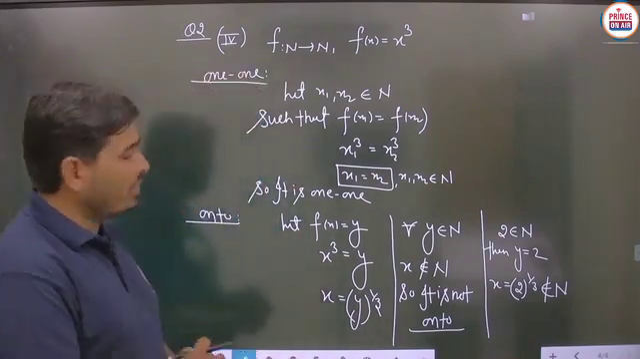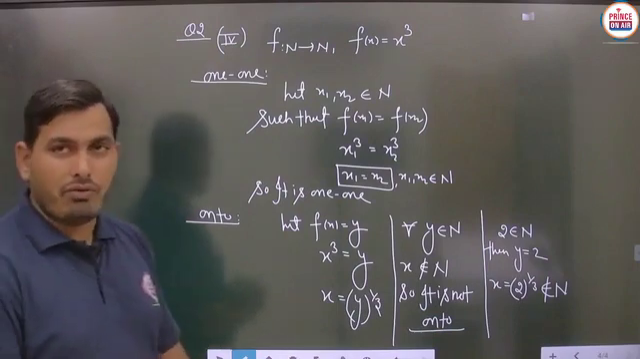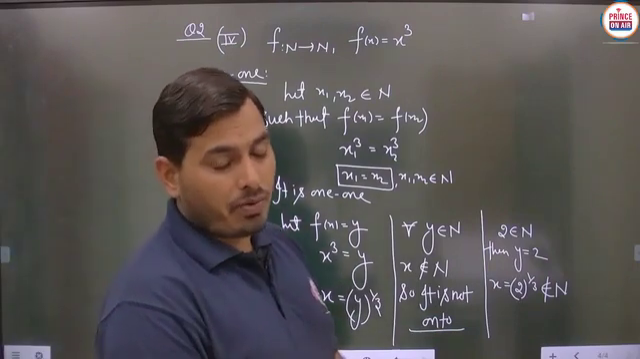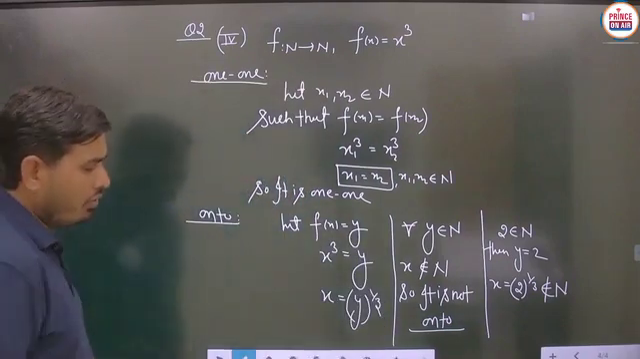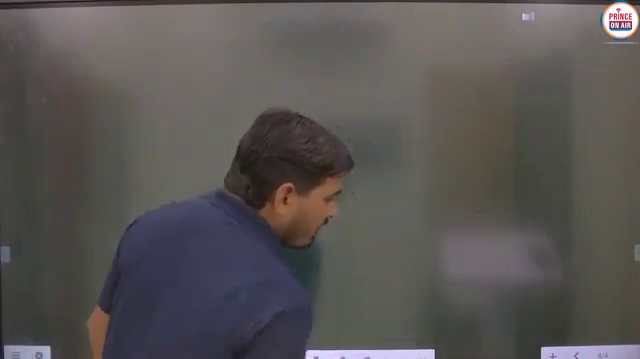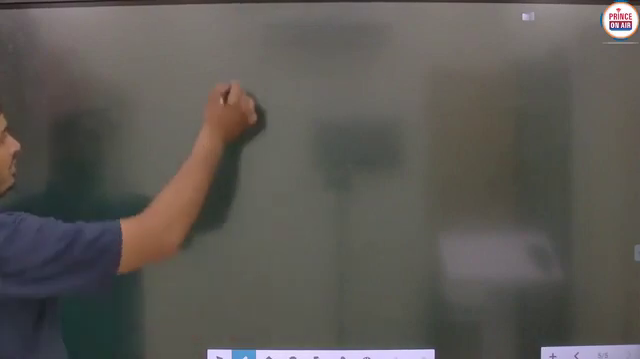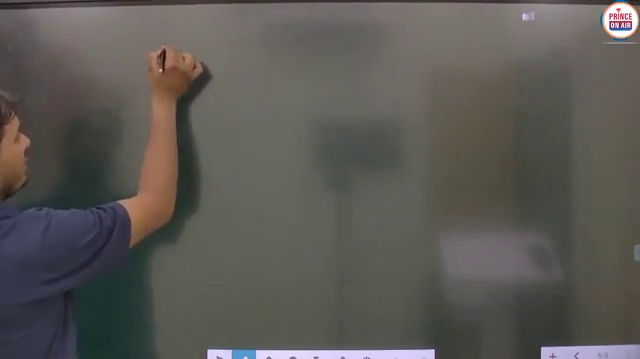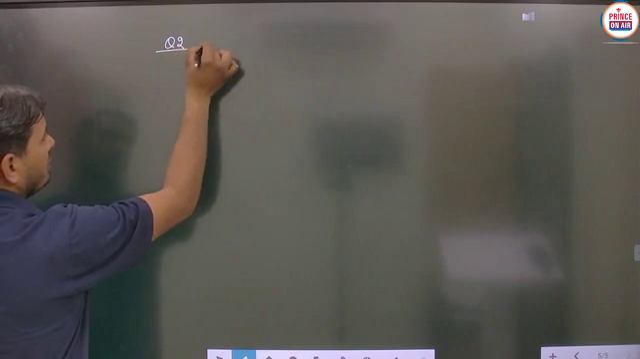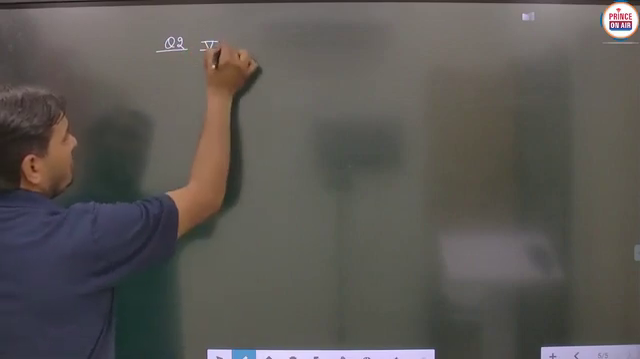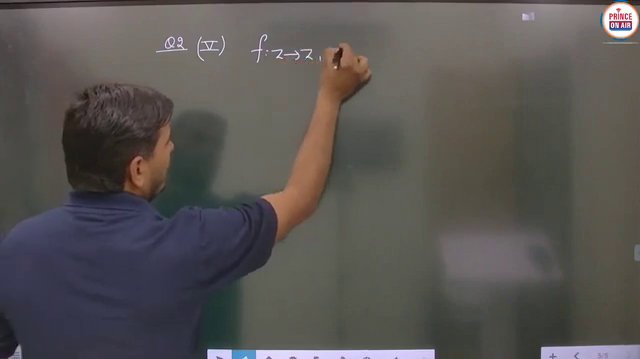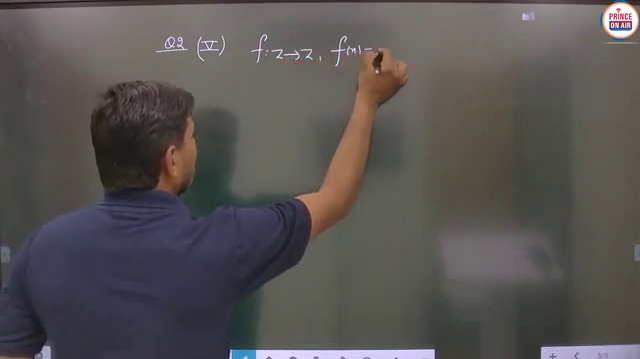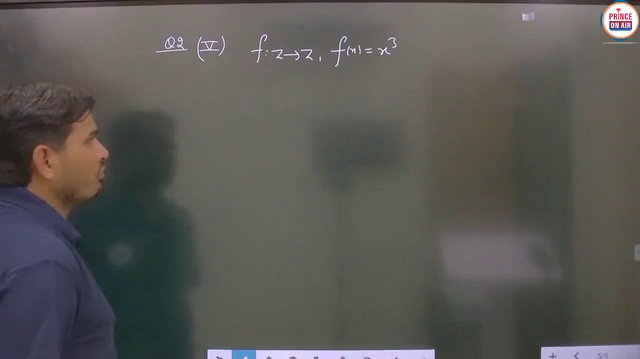The fifth part is just f of x given as x cube, but here in this fifth part the domain and codomain are integer to integer. So next we take the question number 2, part fifth. In this fifth part, f is given from Z to Z, and here again f of x equals x cube. Is it clear?